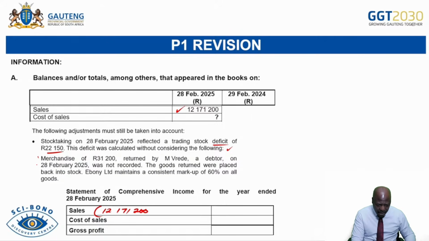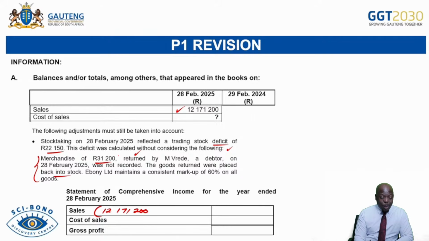What we want is this part here. Merchandise of 31,200 returned by M. Frede, a debtor. So this is merchandise returned by a debtor on 28 February was not recorded. All right, the goods returned were placed back in stock. Ebony Limited maintains a markup of 40% on all goods.